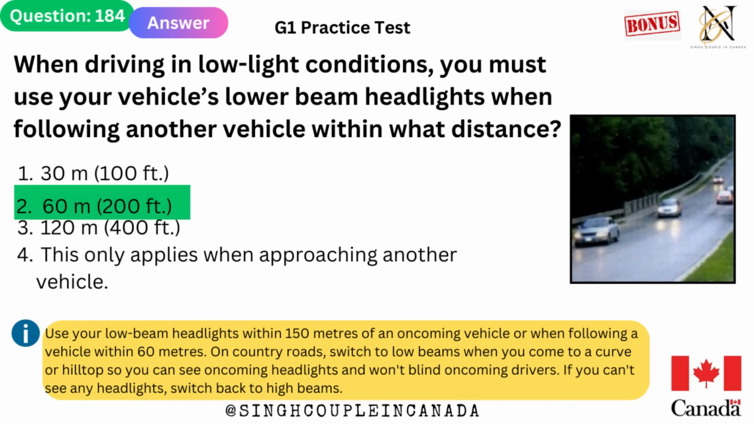Use your low-beam headlights within 150 meters of an oncoming vehicle or when following a vehicle within 60 meters. On country roads, switch to low beams when you come to a curve or hilltop so you can see oncoming headlights and won't blind oncoming drivers. If you can't see any headlights, switch back to high beams.